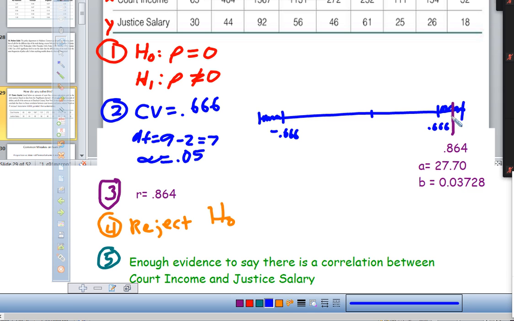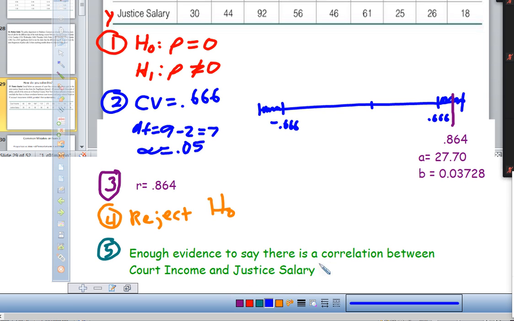I put that in, 0.864, that's my R, and it goes in right here. It's totally in the rejection region, which means I reject H naught, which means I do have enough evidence to say there's a correlation between court income and justice salary. So that's your hypothesis test.